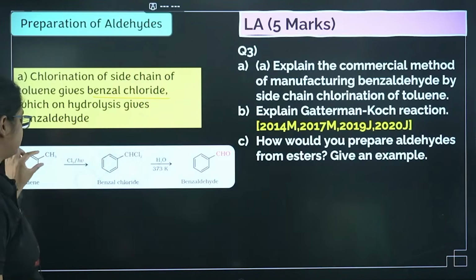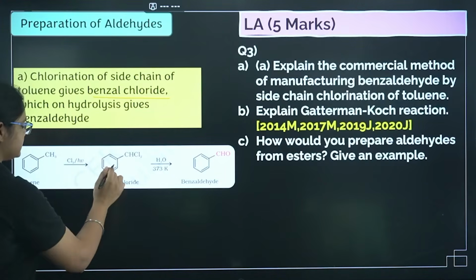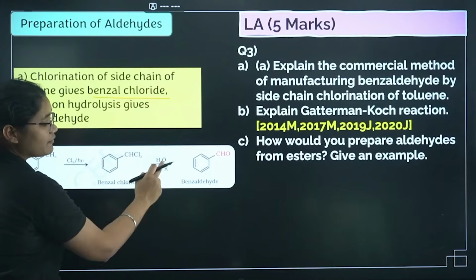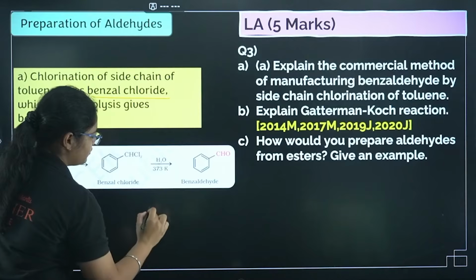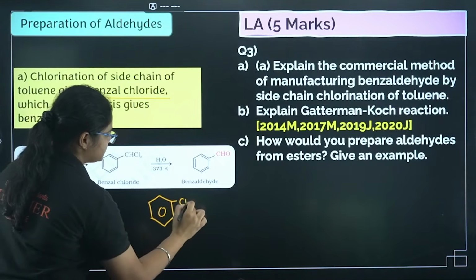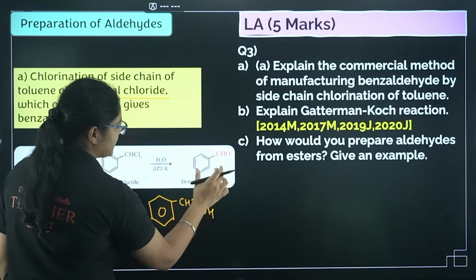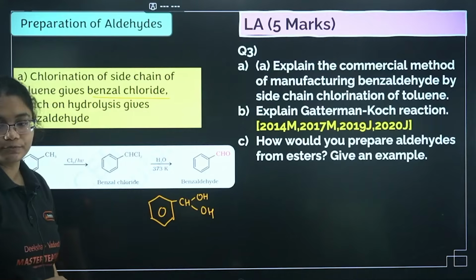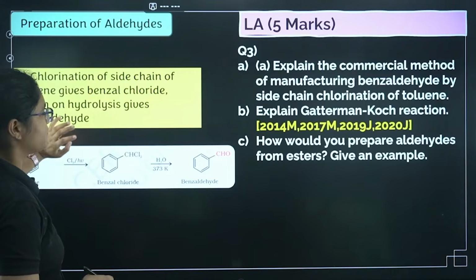So first of all, CH3 is there. If you do side chain chlorination, you will actually get CHCl2 here. After that, when you treat it with water, all these Cl groups are converted, so you will get a compound like this. You have CH with OH and OH, and then on further hydrolysis you will get benzaldehyde, CHO. So yeah, that's the first question.